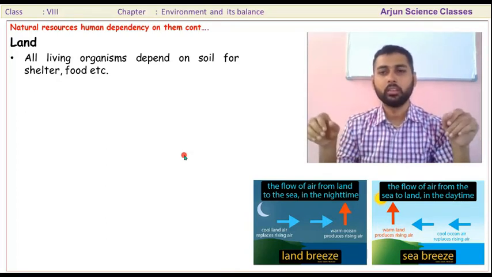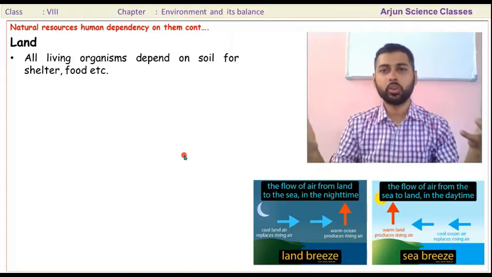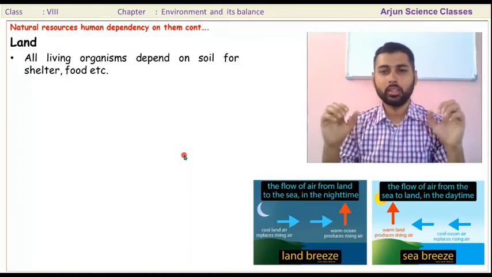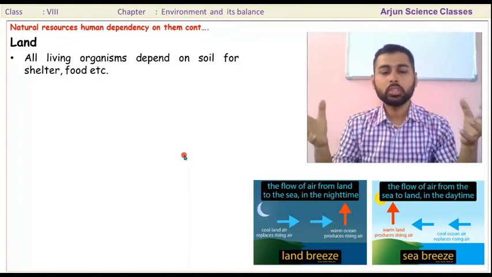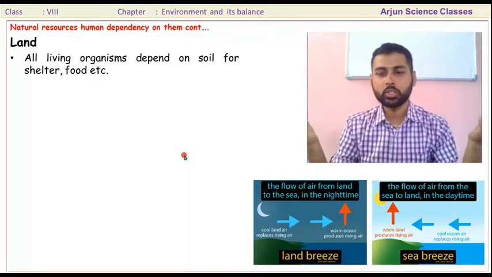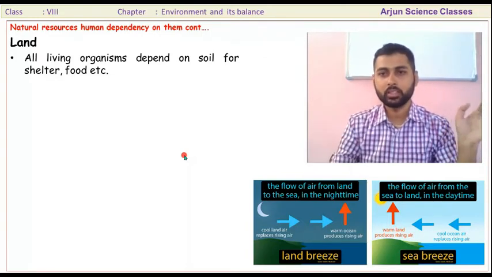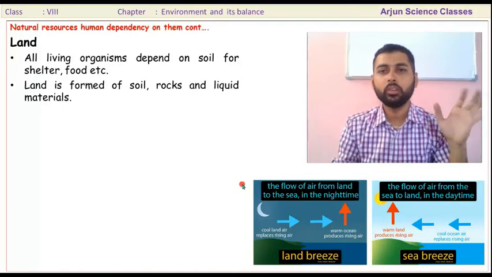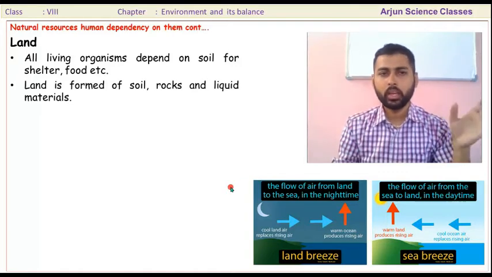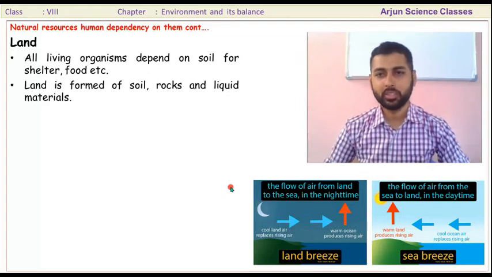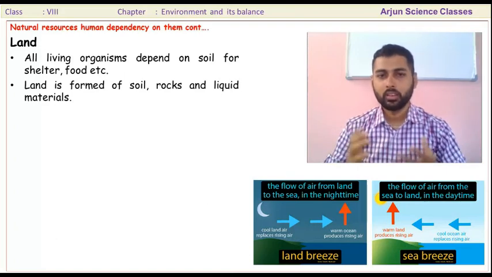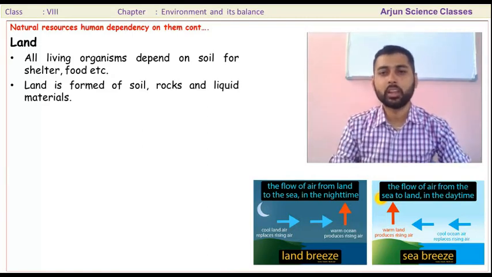We also depend on the land. We cultivate different types of crops on the land. We make our house on the land. We use different raw materials of the natural resources to make our house on the land. So it is also one of the important, valuable natural resources. And land is formed of soil, rocks, and liquid materials. Land also contains water, soil, rocks, etc. present on the land.